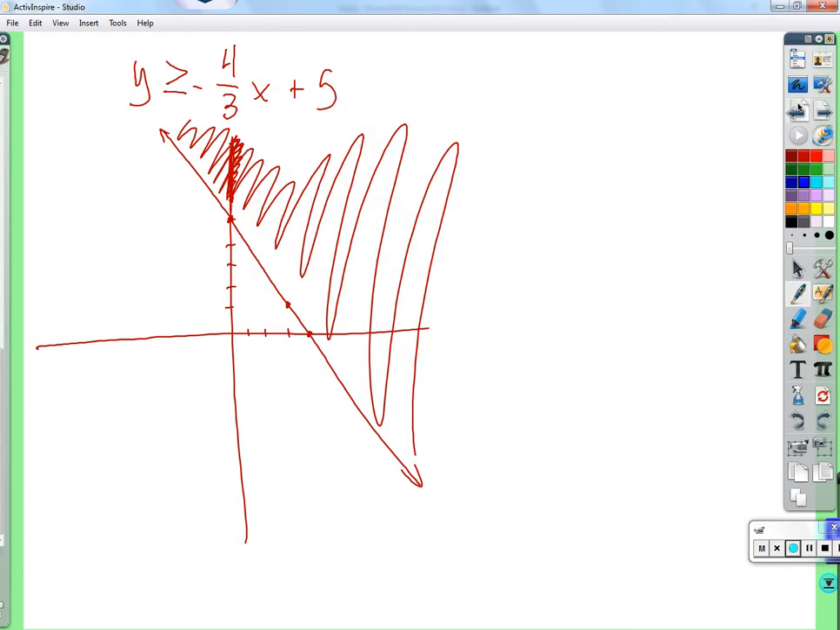Here, same thing will happen. If I test 0, 0, I know because I've already shaded, it's going to fail. Is 0 bigger than 5? No, it's not. This is not the shaded region. That point is not from the shaded region. It must be this area in the shaded region. So you could just plug in 0, as long as it's not actually on the line.